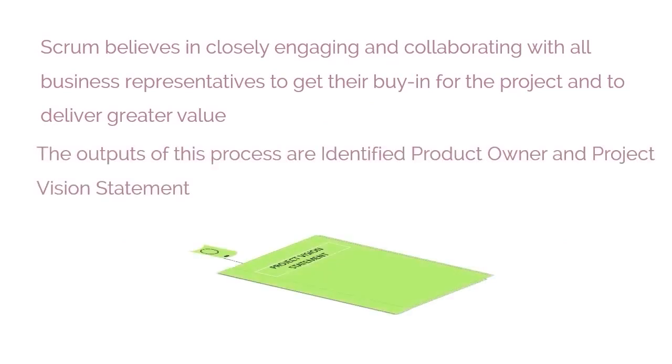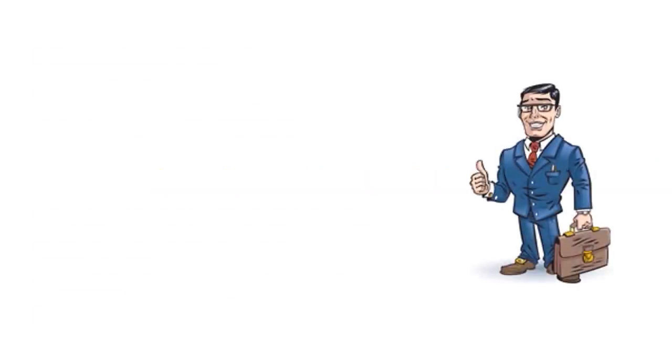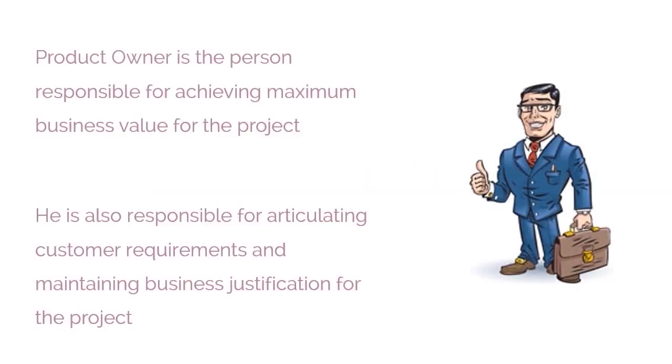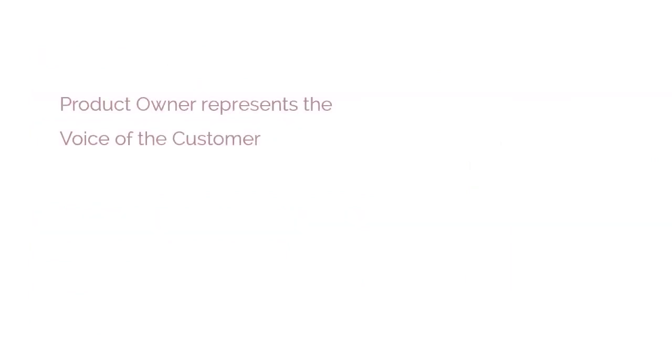The outputs of this process are identified product owner and project vision statement. One of the outputs of this process is the identification of the product owner. The product owner is the person responsible for achieving maximum business value for the project. He or she is also responsible for articulating customer requirements and maintaining business justification for the project. The product owner represents the voice of the customer.